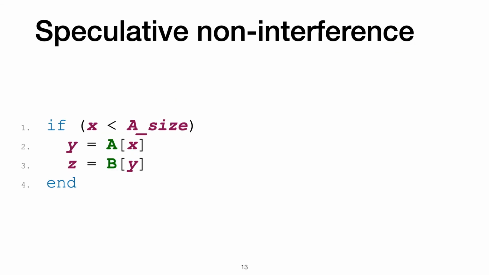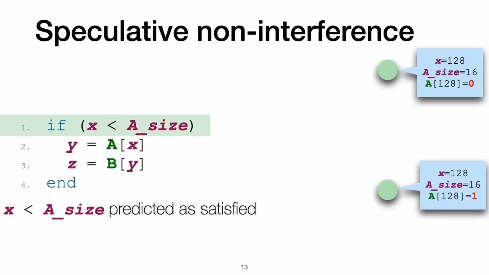Let's look again at the Spectre v1 snippet. Consider two initial configurations where x is 128, the size of A is 16, and A of 128 is 0 in one case and 1 in the other. Moreover, assume that the oracle predicts the condition as satisfied in both cases.